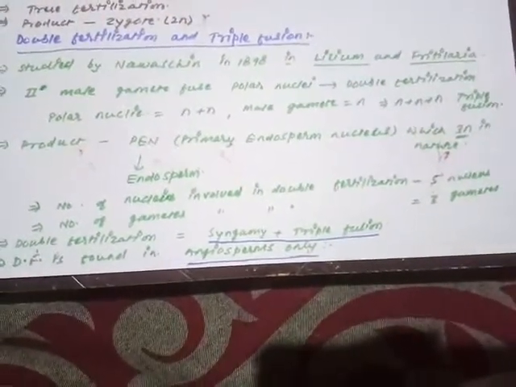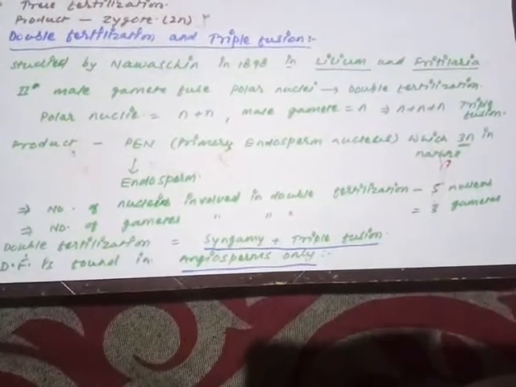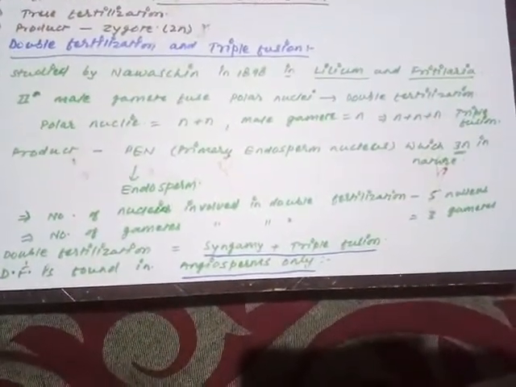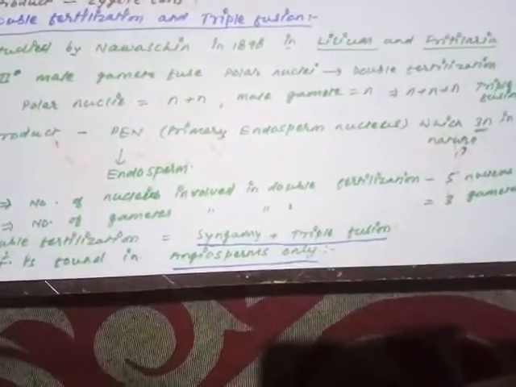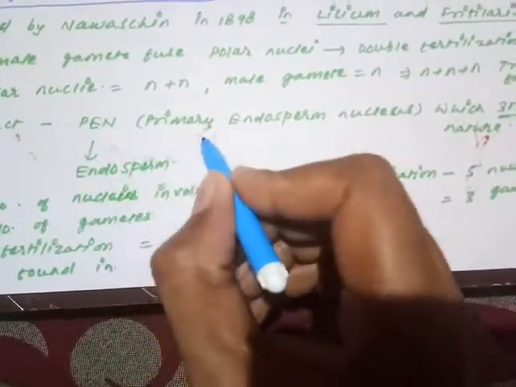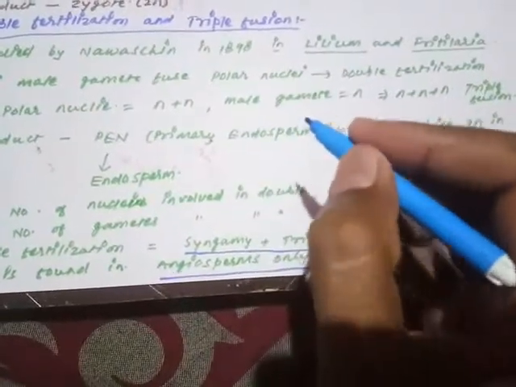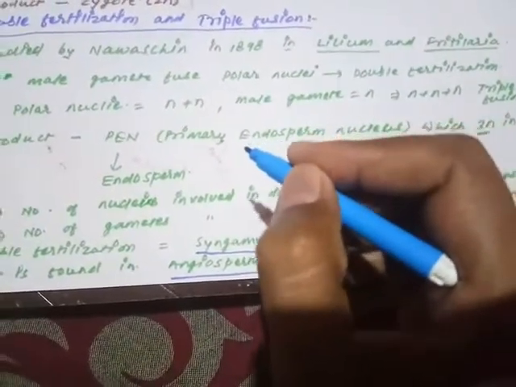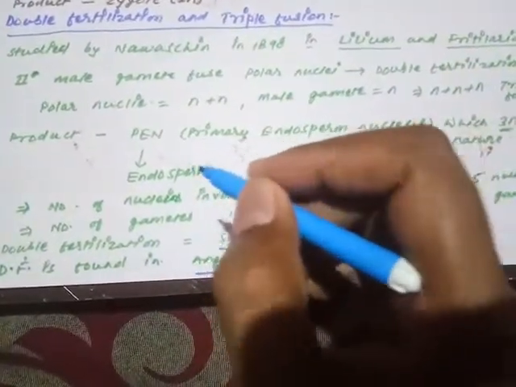The triple fusion is going to form a triploid structure, n plus n plus n. So that is triploid, not diploid. So triple fusion is going to produce a triploid structure. That triploid structure is called PEN, primary endosperm nucleus. That is triploid in nature. The triple fusion leads to the production of the triploid nucleus called PEN, primary endosperm nucleus.